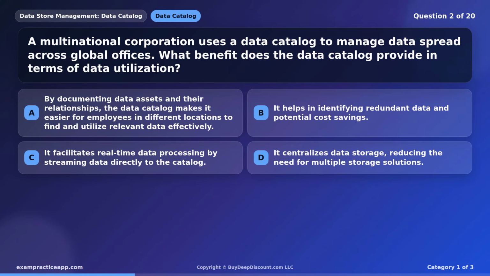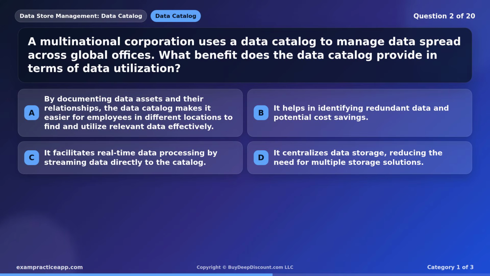Option B. It helps in identifying redundant data and potential cost savings. Option C. It facilitates real-time data processing by streaming data directly to the catalog. Option D. It centralizes data storage, reducing the need for multiple storage solutions. Take a moment to choose your answer. The correct answer is option A.